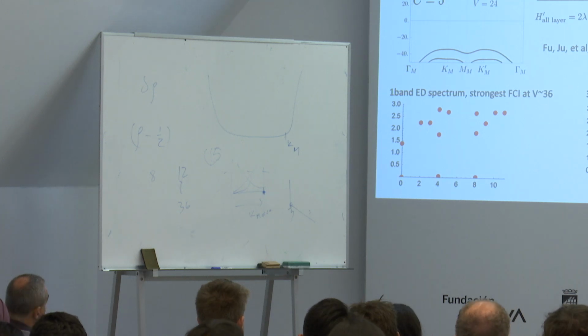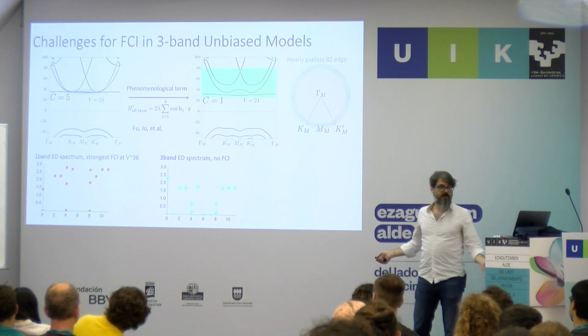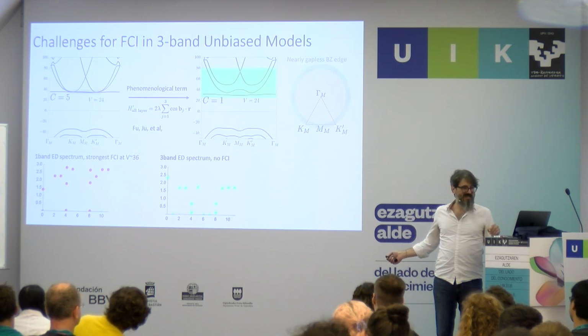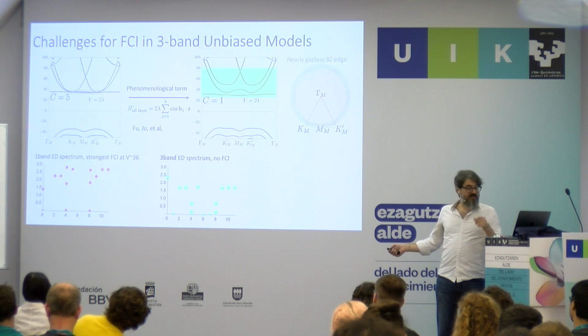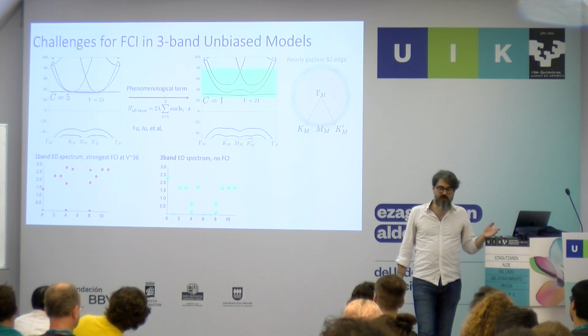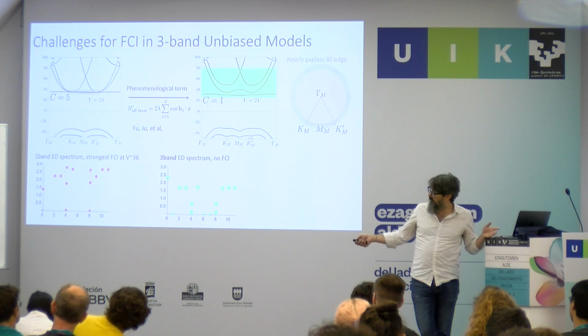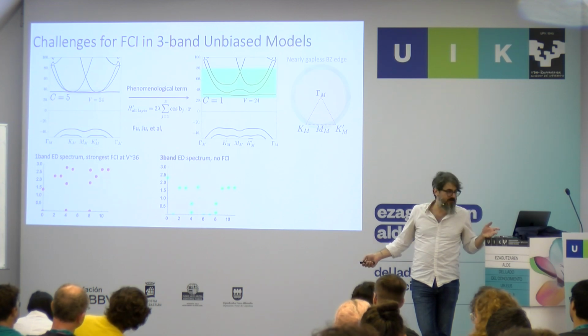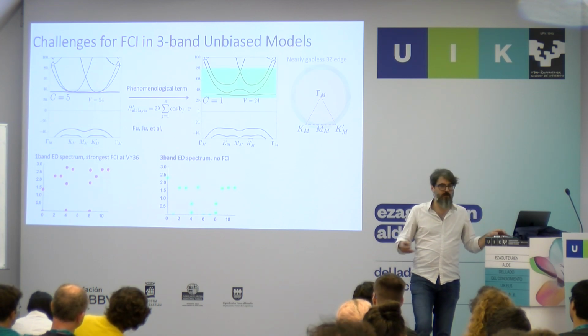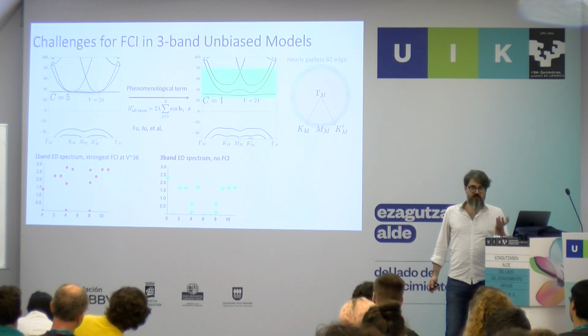Well, this is the 3-band ED spectrum on, I think, 12 sites. If you look for an FCI, it's very clear there's no FCI here. But you can say, 12 sites is very, very small, especially for a system with a large correlation length, because I have a gapless system. They say, how do you know I don't get FCI when you go to larger sizes? And that's the conundrum we're in.